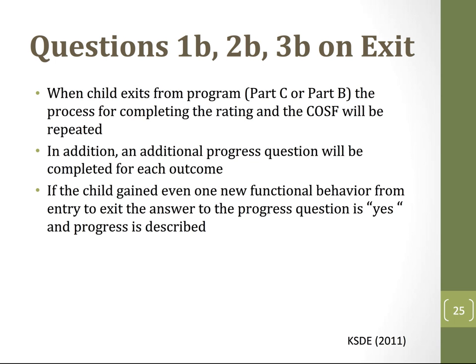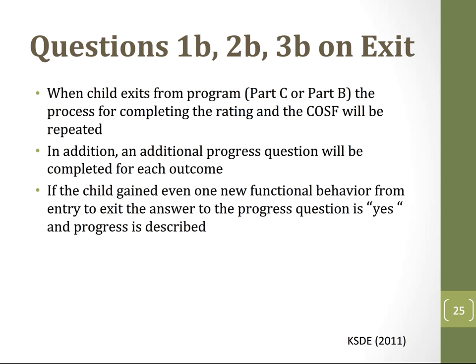C services at age 3, that would be a permanent exit, or the child left preschool special education services to go to kindergarten. It's also a permanent exit if a child's in a Part B preschool program and they turn 6 and they're not in kindergarten. At the time they turn 6, you would permanently exit them and do a new COSF.